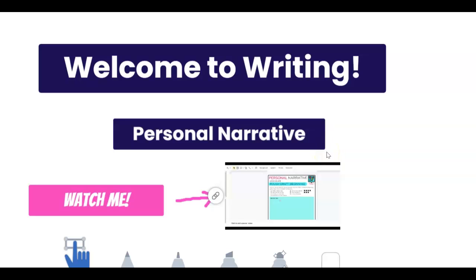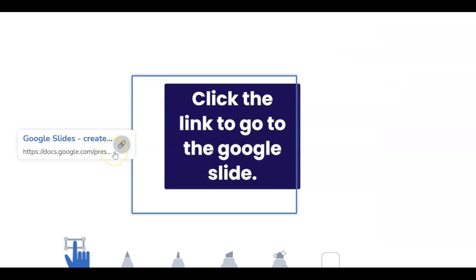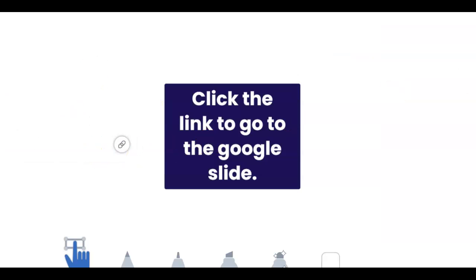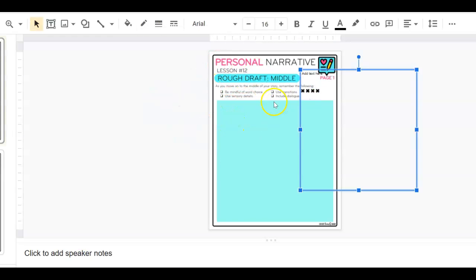Hey, fifth graders, this is day 12 of our personal narrative. We're just going to jump right to it. So, this is the page that we're going to be working on. If you go to slide 2, you can click the link that will get you into making a copy of this page. I just moved our text box.